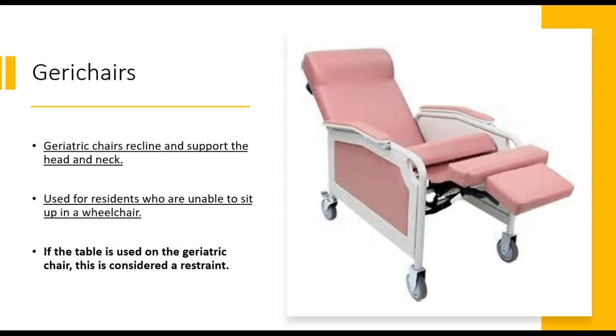This is an example of a Geri chair. Geri chairs recline and support the head and the neck. This is used for somebody who can't sit straight up in a wheelchair. They can still get up and be in a chair and not be lying flat. So this would lay flat beside the bed, and you transfer them to it, and then you sit it up. Once again, if the table is used on a Geri chair, this could be considered a restraint if the resident can't remove it themselves.